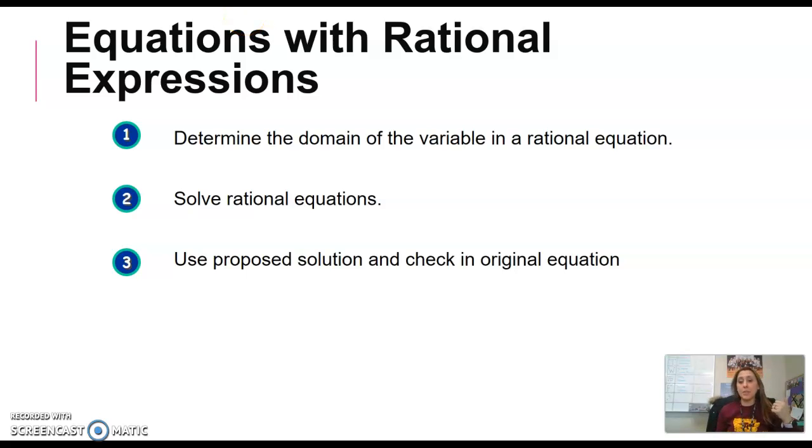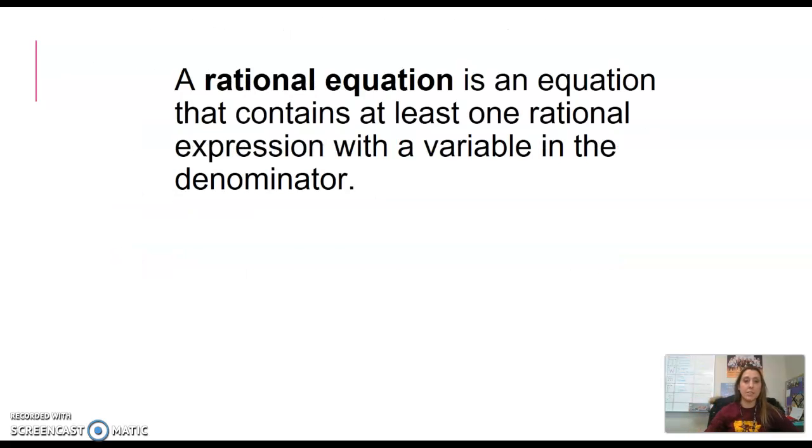First, we're going to continue to determine the domain of the variable in the rational expression. So we have to find the domain. We've been practicing that, and we're going to continue to do that. We're also going to solve the rational expressions, and then we're going to take those answers and plug them back into the original to make sure they actually work. This is something that we don't do a lot. It is something that I mix up a lot, so I want to make sure that you guys catch me in class and say, hey, wait, we've got to make sure that we check our answers.